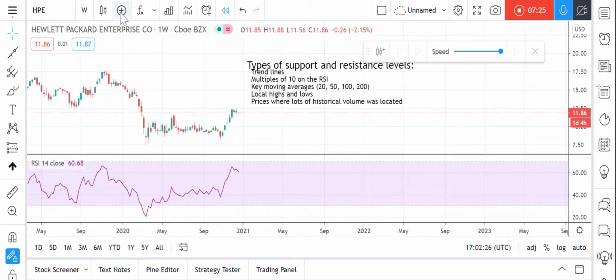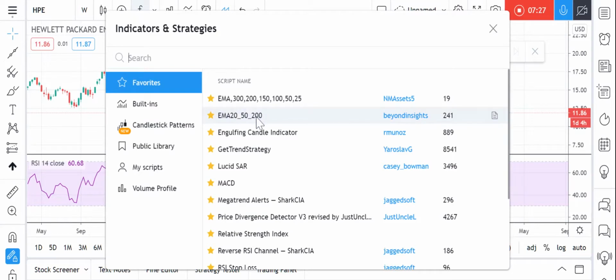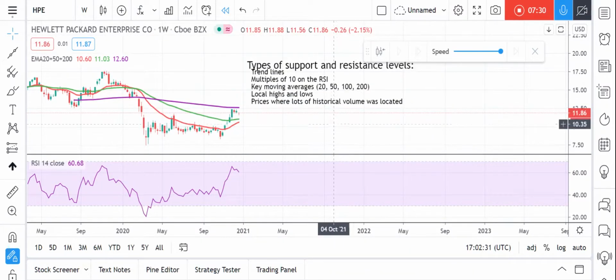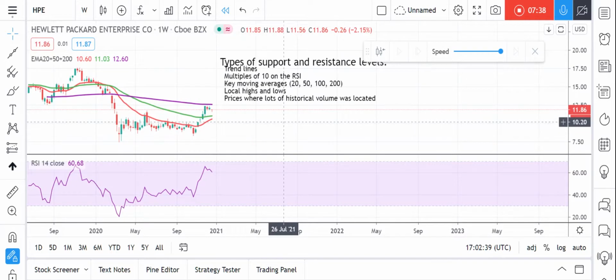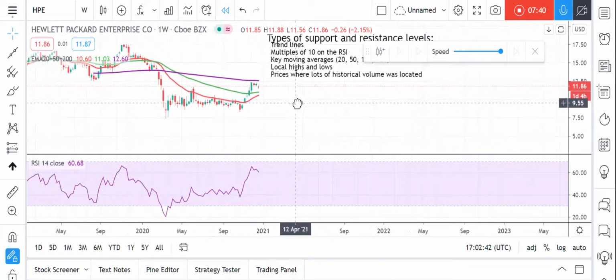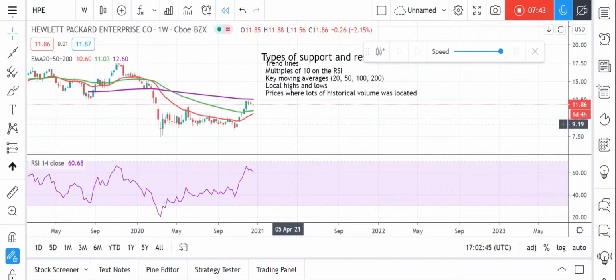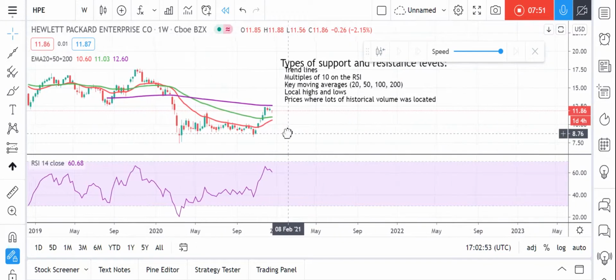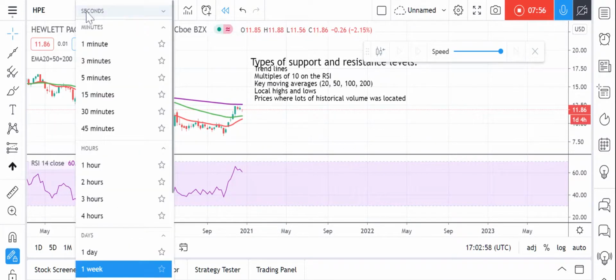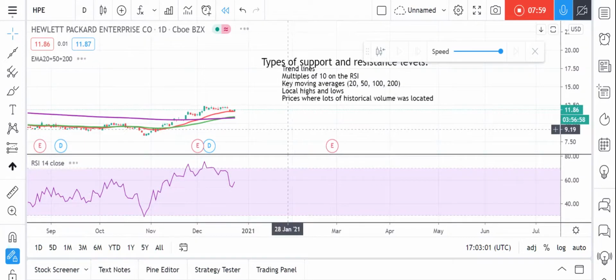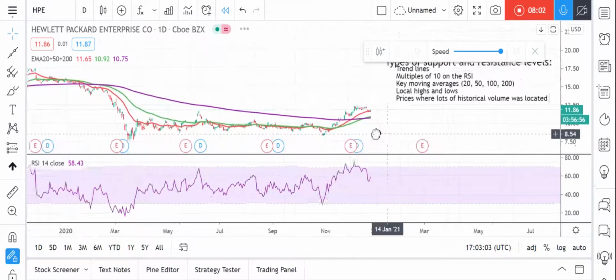Key moving averages are another one. Let's pull up our indicators. I like the 20, 50, and 200. I think those are the most important ones. There are some others that people use: 5, 10, 14, 100. Those are all important numbers. There are exponential moving averages and simple moving averages. Simple moving averages are a little bit slower. Exponential ones react a little bit faster to price changes. I like the exponential ones, but the simple ones are significant as well. People place orders at those as well. These are useful on both the daily and the weekly time frame.